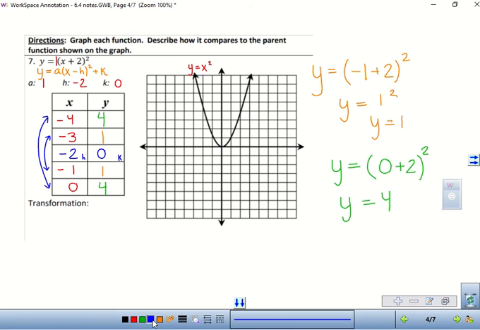So now we're going to plot these. So this is going to be -2, 0. This is going to be -3, 1. -1, 1. 0, 4. And -4, 4.